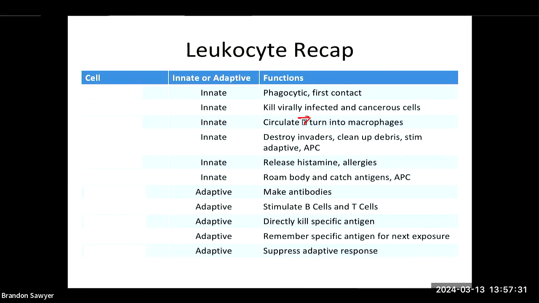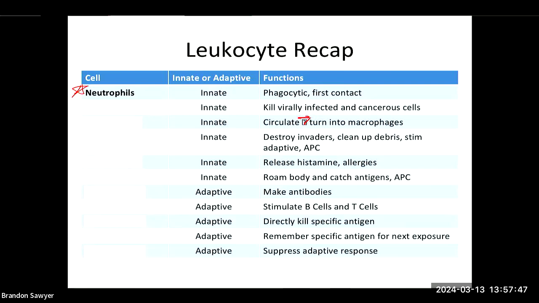All right, let's walk through this as a little review before we dive into some specifics with the immune system. The phagocytic cell that's usually going to have first contact with something is the neutrophils. That's because they're so prevalent. There are just so many of them in the body.